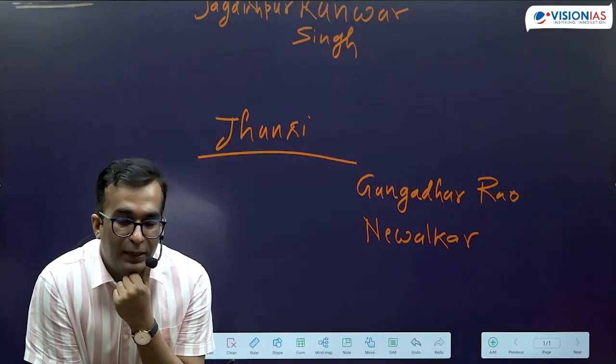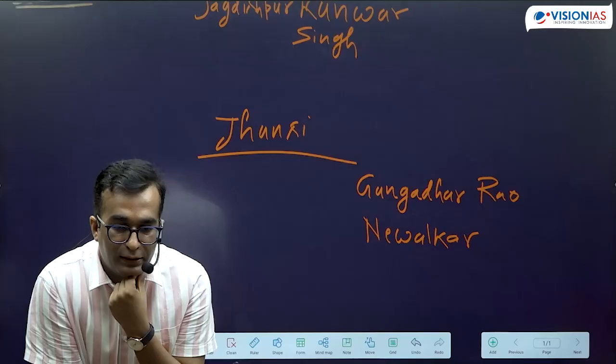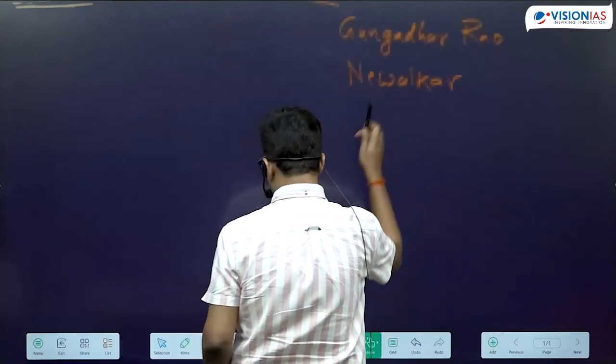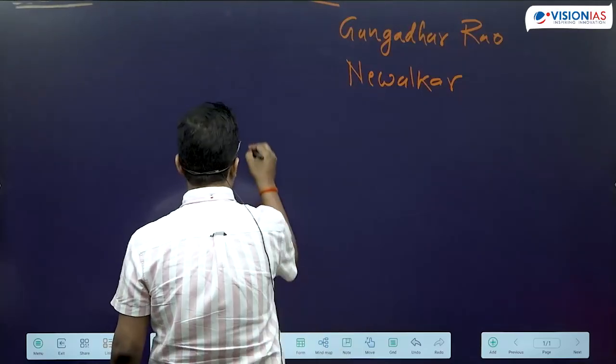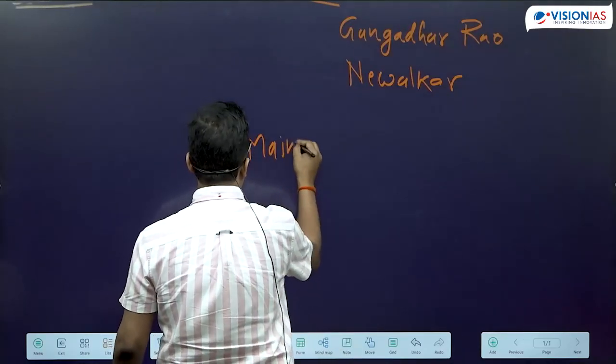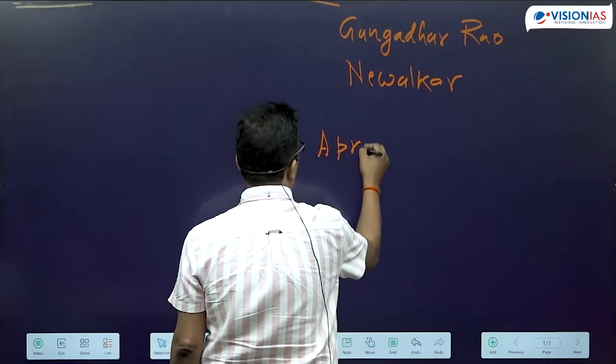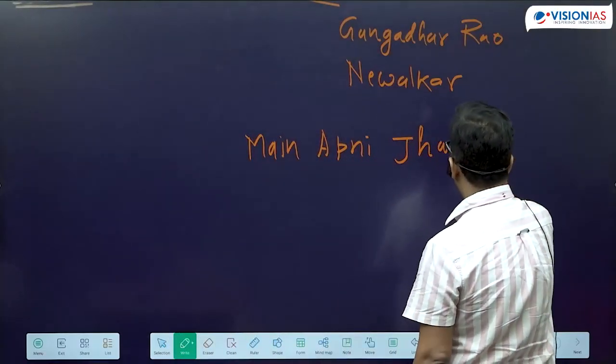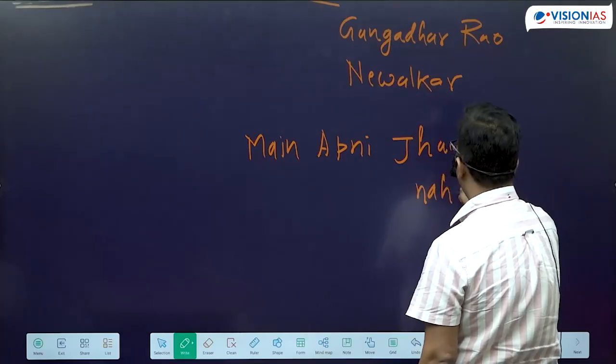Rani gave a battle cry. So you write the same slogan which is given in Hindi. Okay? मैं अपनी झांसी नहीं दूंगी. There is no need of translation. मैं अपनी झांसी नहीं दूंगी.